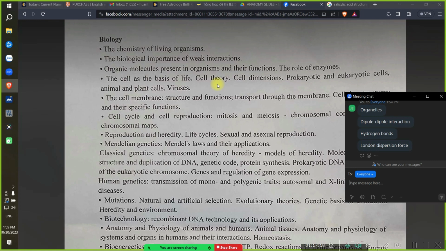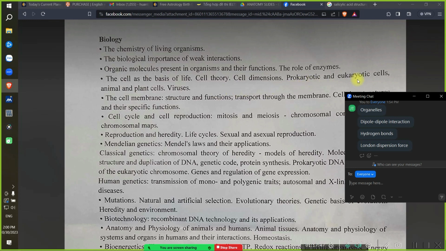Cell dimension là mấy cái hồi nãy hay nói về vụ mà tế bào quá bự, quá to hay quá nhỏ thì sao á? Yeah. What will happen if the cell is too big or too small, something like that. Prokaryotic and eukaryotic cell, you need to compare, okay? So sánh giữa tế bào nhân sơ và nhân chuẩn. Yeah. Animal and plant cell, tế bào thực vật, động vật, and viruses, cấu trúc của virus nữa. A lot of things, okay? Yeah. Nhiều thứ lắm á.